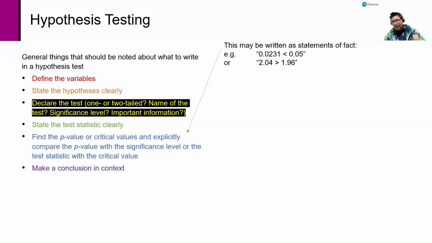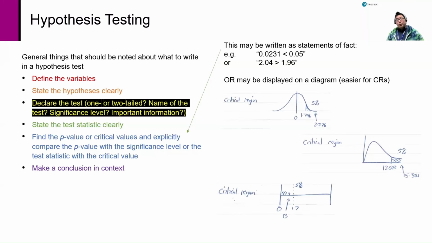Okay, the blue step: p-values or critical values. You could write them as statements of fact. So, for example, 0.0231 is less than 0.05, or 2.04 is bigger than 1.96. Or you could display it on a diagram, which I find easier for critical values. This is the way that I would do it. I would always draw the picture.